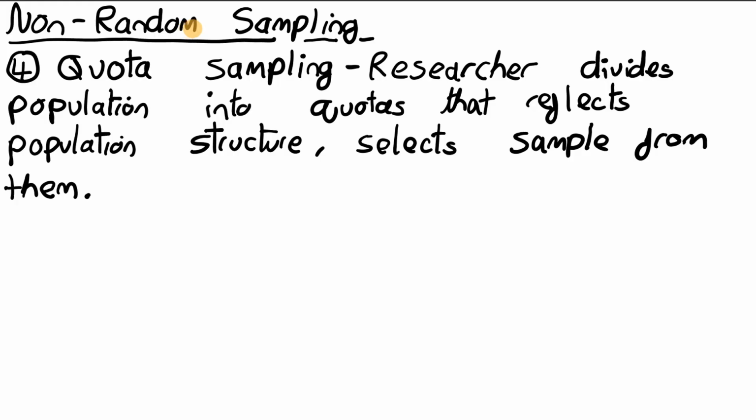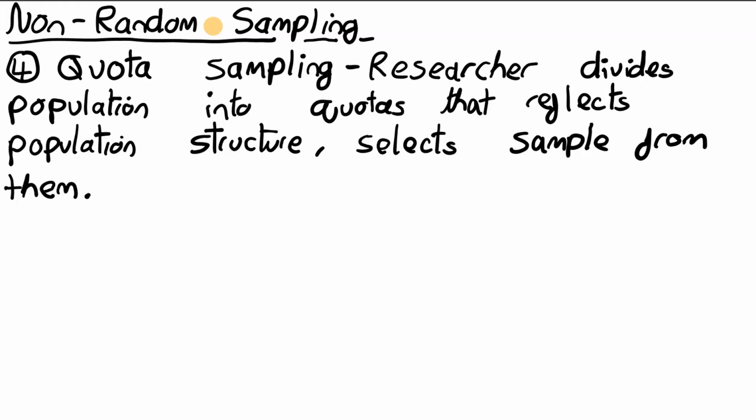Now let's move on to non-random sampling, and the first type is quota sampling. I'm not going to use the same example before with the school. Now this is quite common. Let's say there's a researcher that wants to find some data about people, and they want to divide people into different groups, which are called quotas.